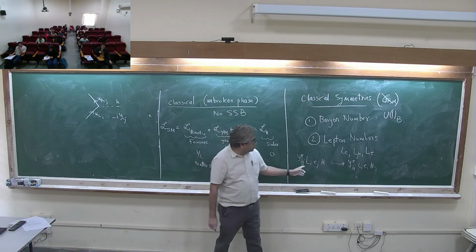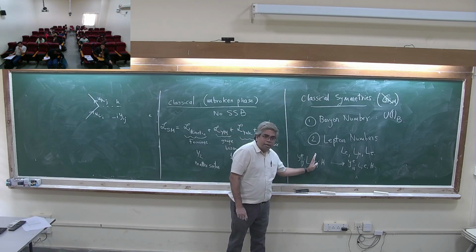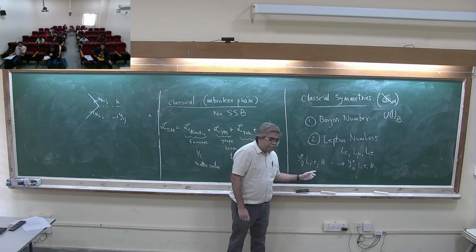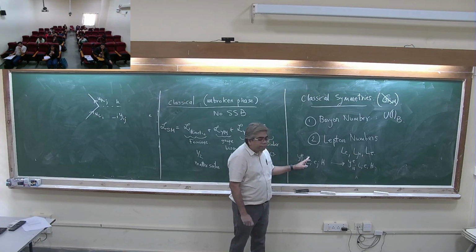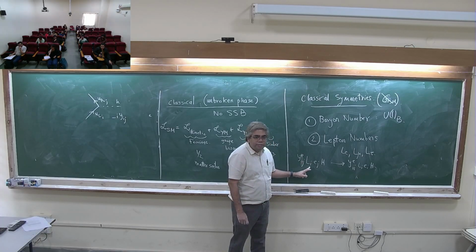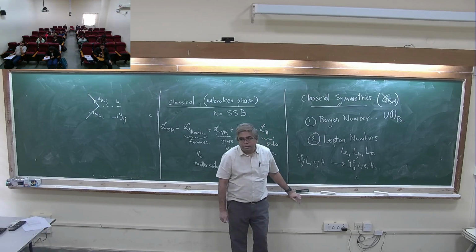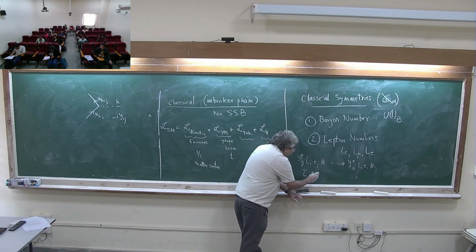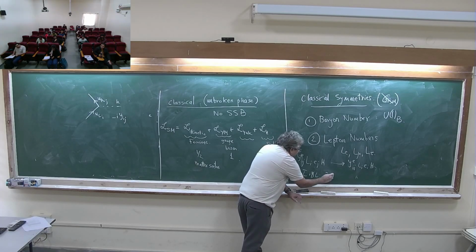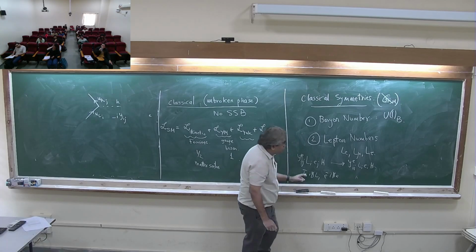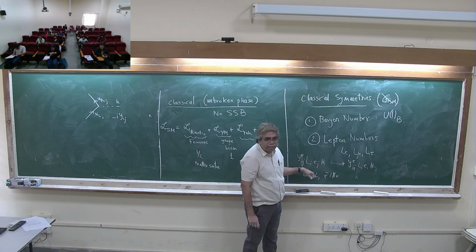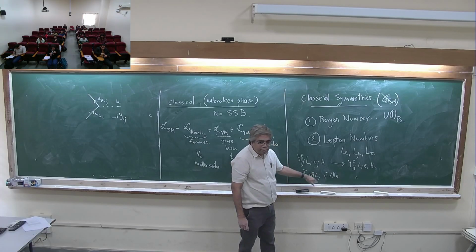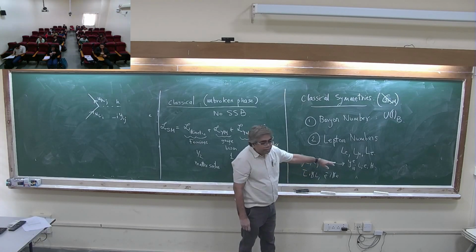The reason is the kinetic terms are separate for L and separate for E. Under any rotation, what matters is the mismatch between them, and that won't appear in the kinetic terms. The kinetic terms are L bar i del slash L and E bar i del slash E. So you can always diagonalize simultaneously whatever happens. They can always be kept diagonal, and this always can be diagonalized.